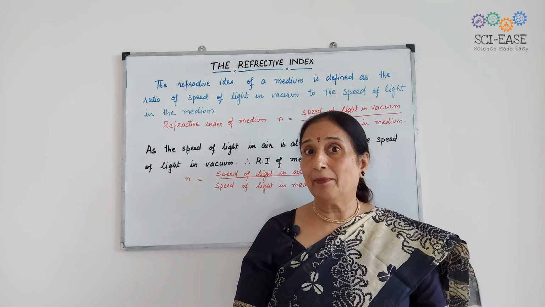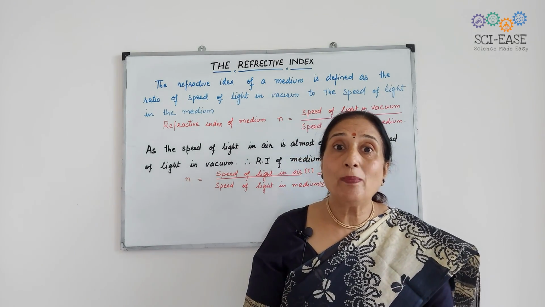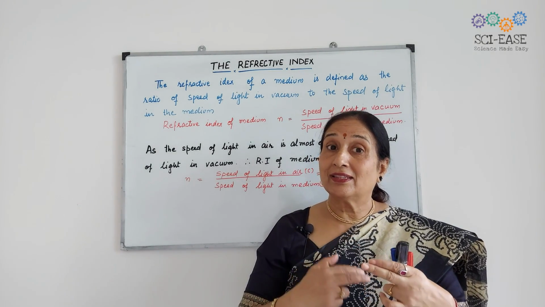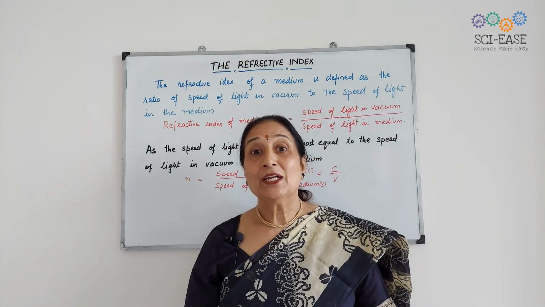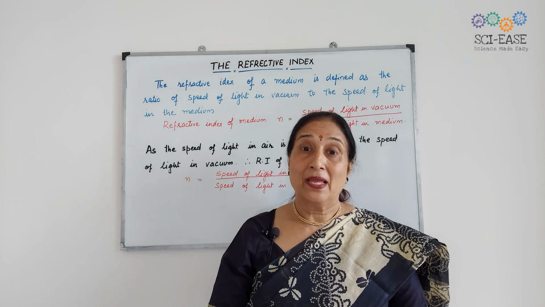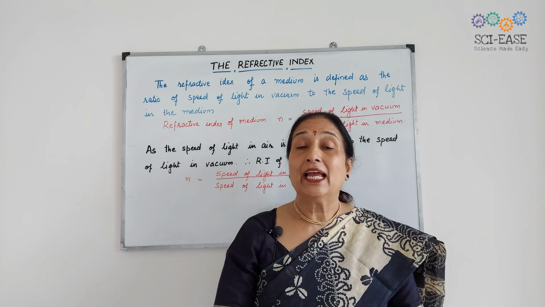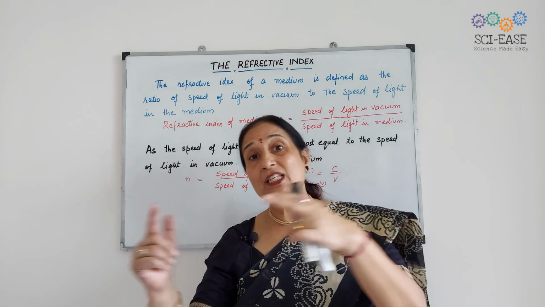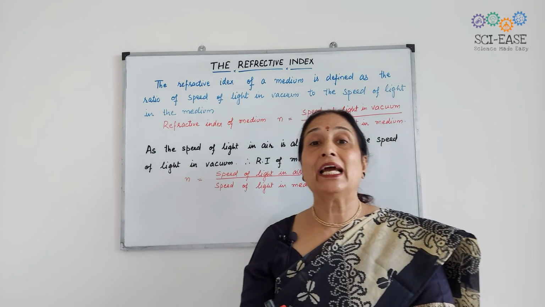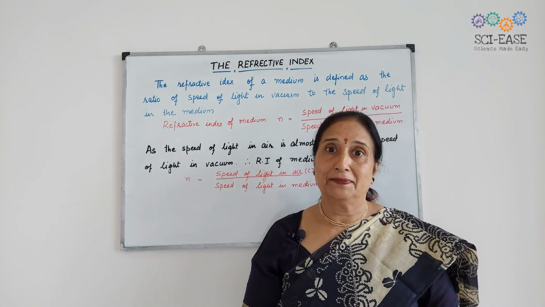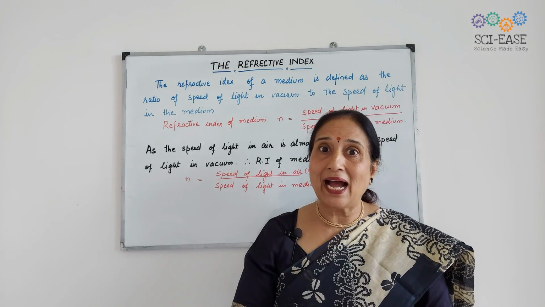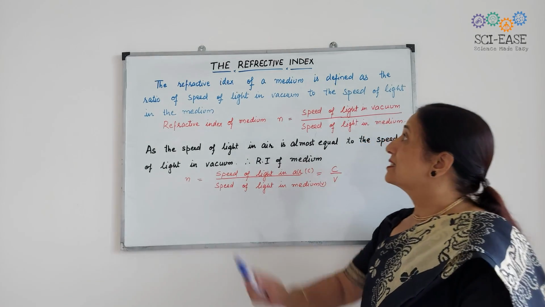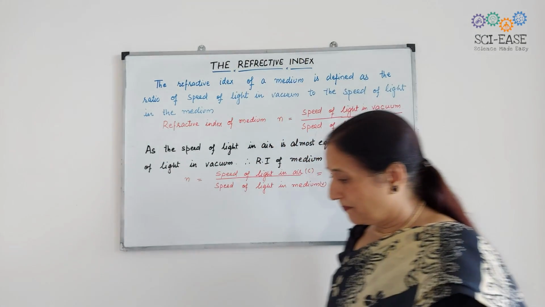So I have told you that bending takes place, but how much bending will take place, that I haven't told you. So we will compare the bending of the light in the medium with respect to the speed of the light in vacuum or in air. So what is that? That is the refractive index. So my topic is the refractive index.